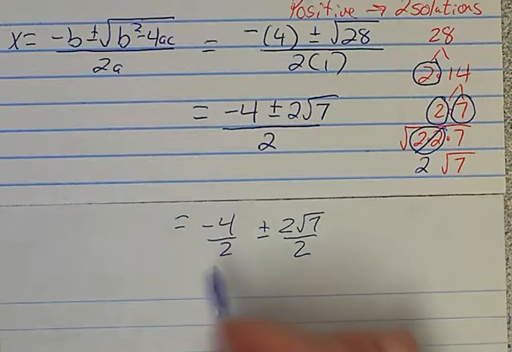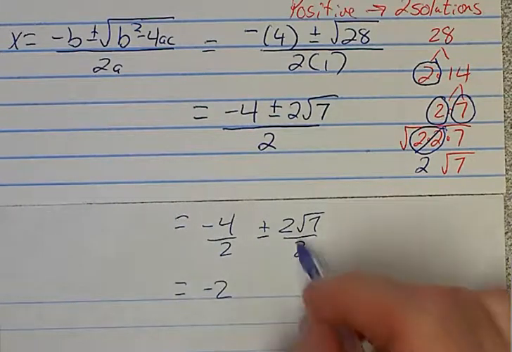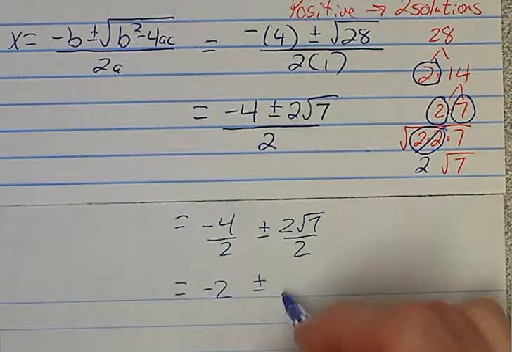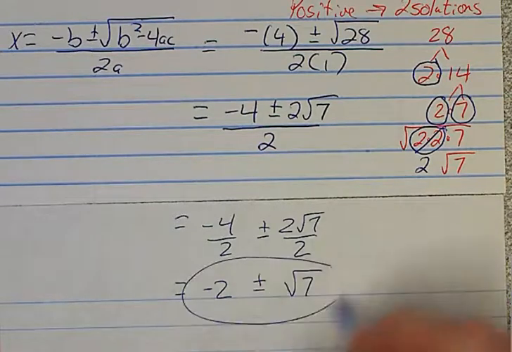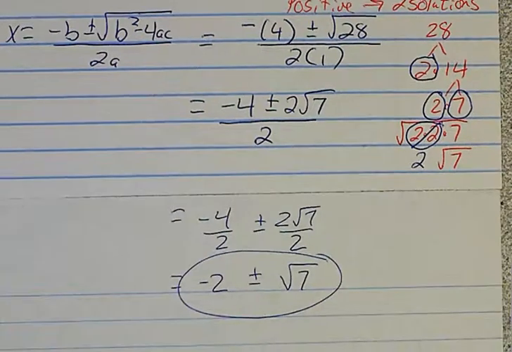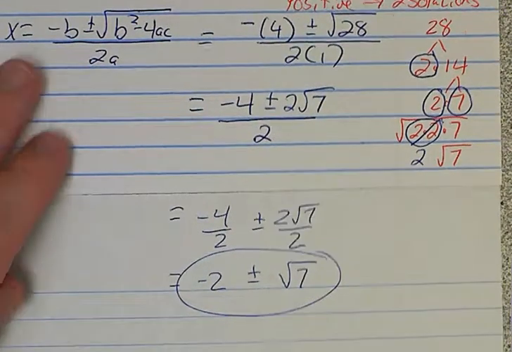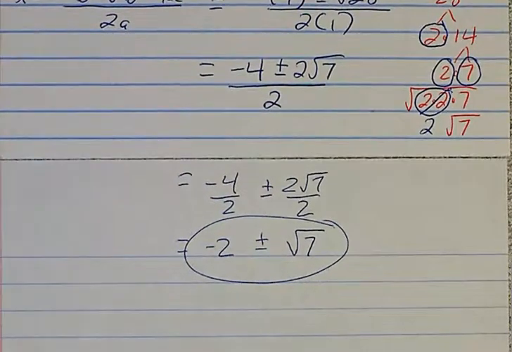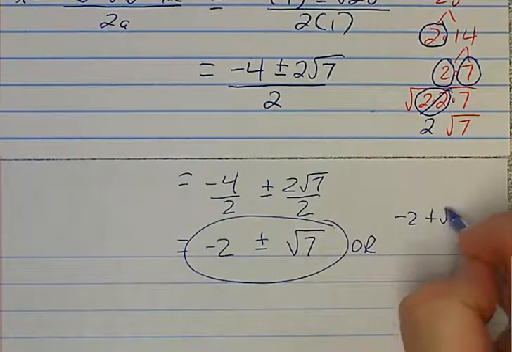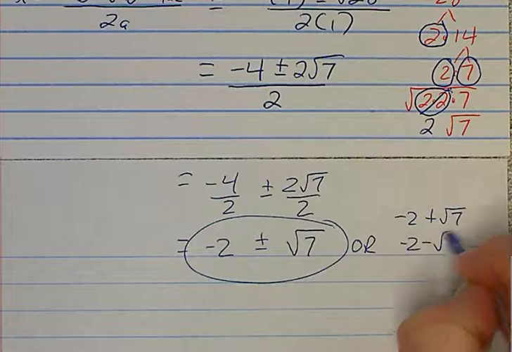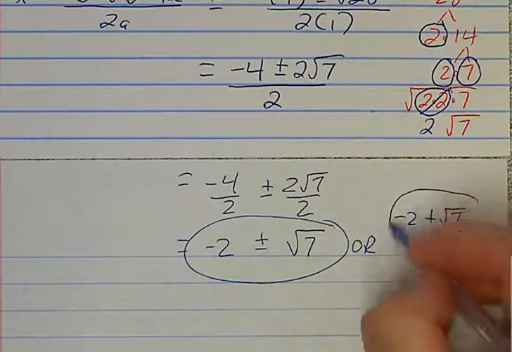So we've got negative 4 over 2. Well, that's negative 2. The 2's will cancel here, and that leaves you with 1 square root of 7, or just square root of 7. Okay, and again, if you have the plus or minus button, and sometimes you do and sometimes you don't with the homework, you can leave it like that, or you may have to actually split it up as negative 2 plus the square root of 7, or negative 2 minus the square root of 7.